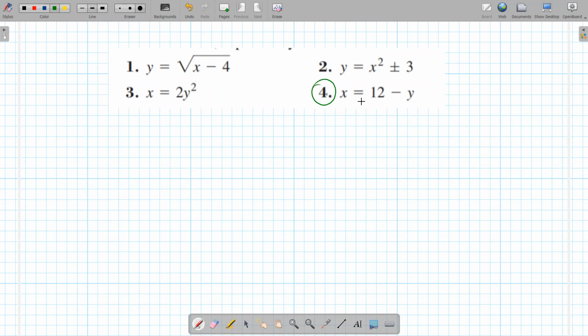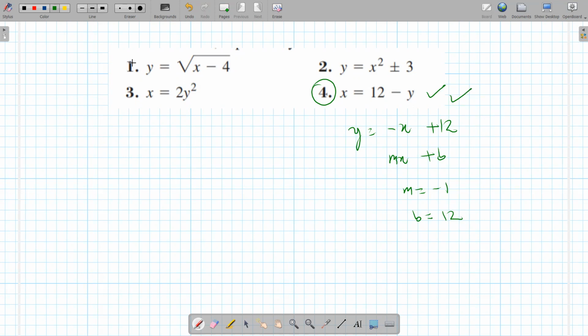Look at question 4. This is a linear equation, okay? How do I know this? If you move x and y, you get y equals minus x plus 12. This is in the form of mx plus b, where the slope is -1 and the y-intercept b is 12, yeah? Linear equations are always a function.